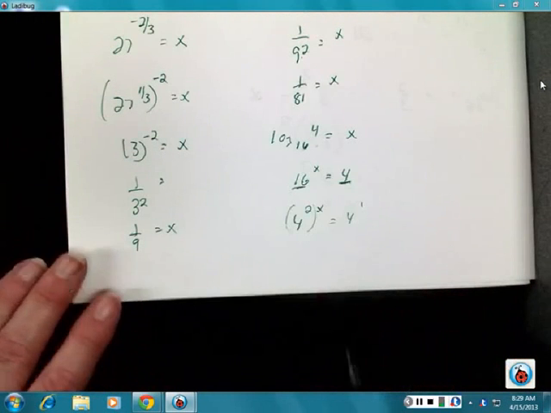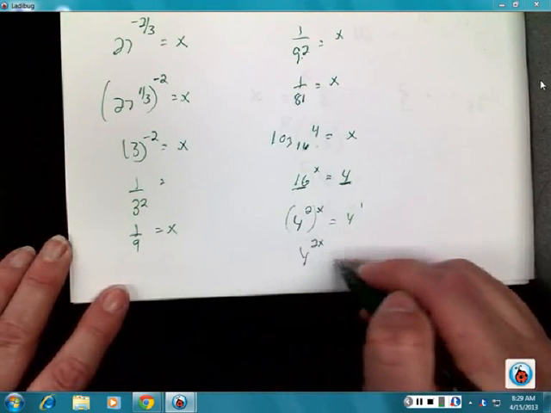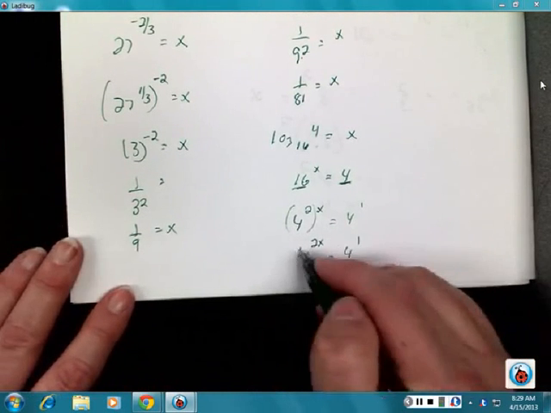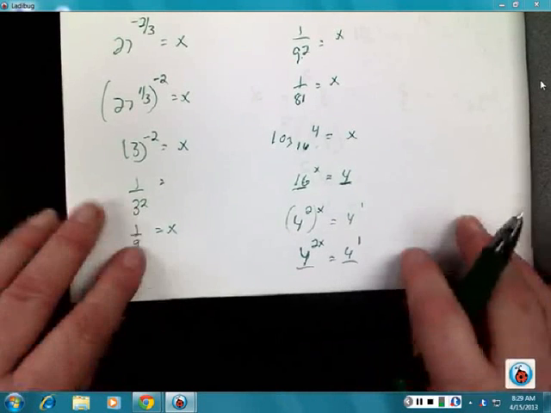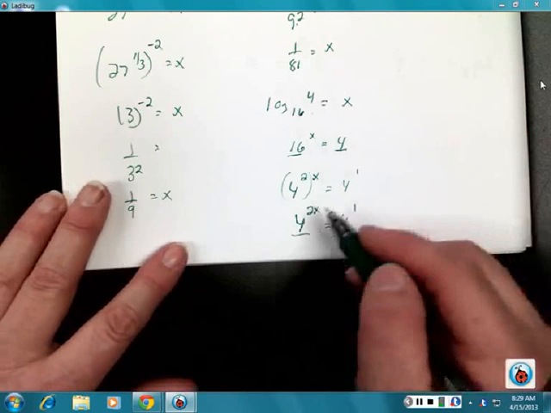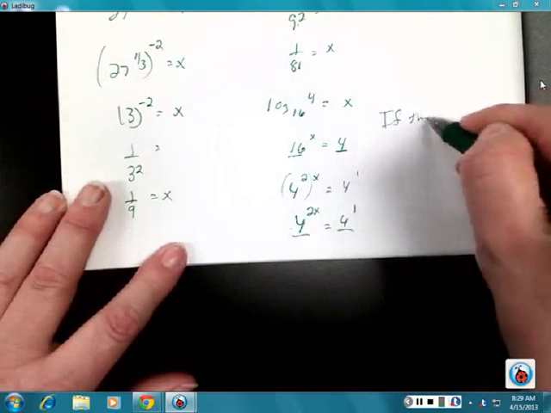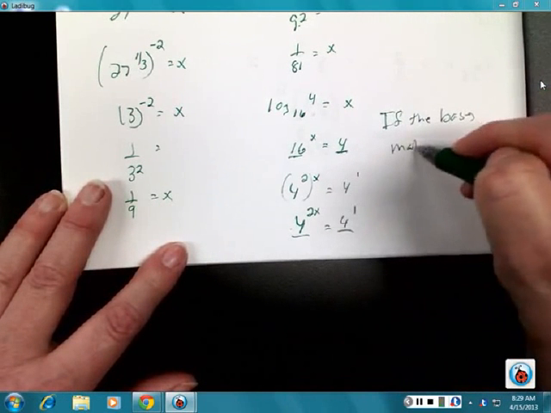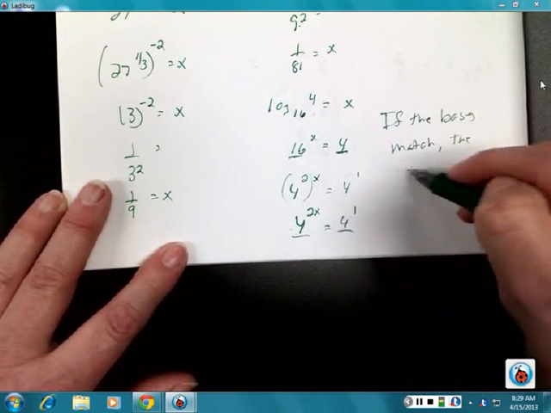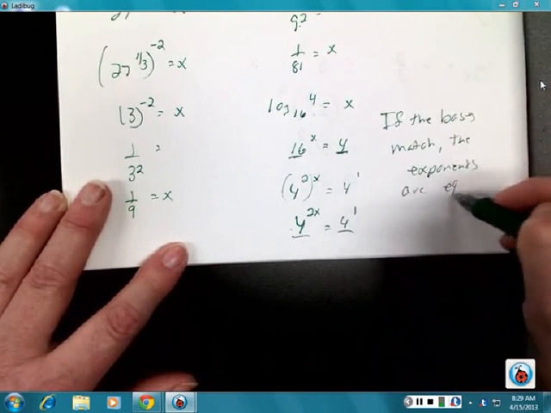And so what ends up taking place is 2 times x gives me 4 to the 2x is equal to 4 to the first. And being that my bases match each other, notice they're both 4s, my rule states that if the bases match, the exponents are equal to each other.